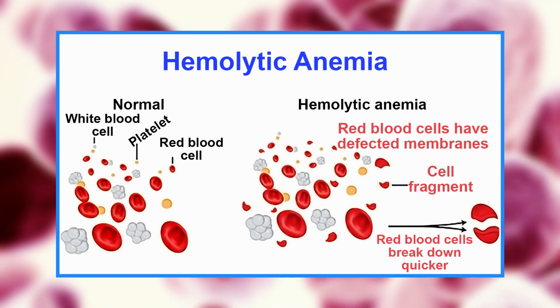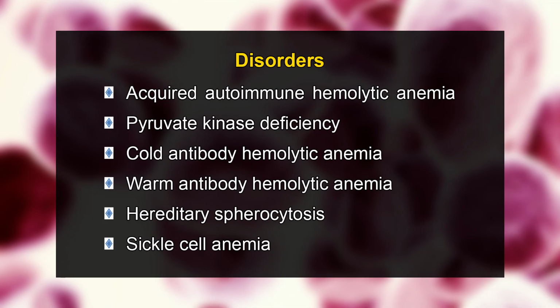Dear students, let's discuss the differential diagnosis. There are several disorders that are characterized by anemia due to the premature destruction of red blood cells. These disorders include acquired autoimmune hemolytic anemia, pyruvate kinase deficiency, cold antibody hemolytic anemia, warm antibody hemolytic anemia, hereditary spherocytosis, and sickle cell anemia. Symptoms of these disorders can be similar to those of glucose 6 phosphate dehydrogenase deficiency. Comparisons may be useful for a differential diagnosis.